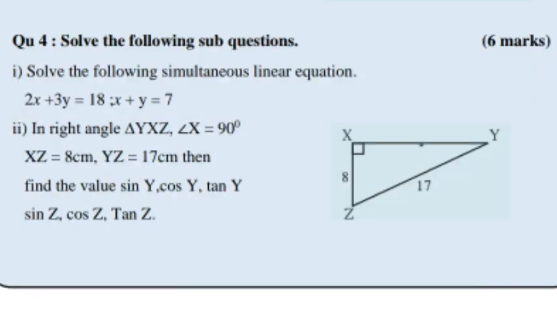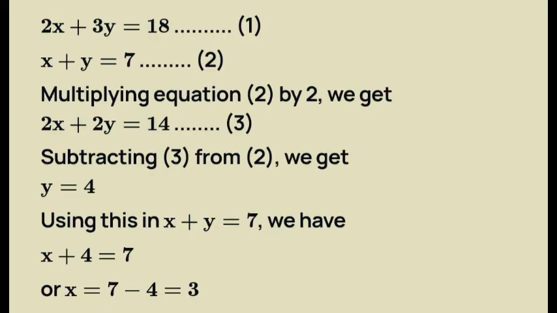Now question 4, last question. Solve the following sub questions. First question is, solve the following simultaneous linear equation. The equations are 2x plus 3y is equal to 18 and x plus y is equal to 7. So 2x plus 3y is equal to 18, mark this equation as 1. X plus y is equal to 7, mark this equation as 2.